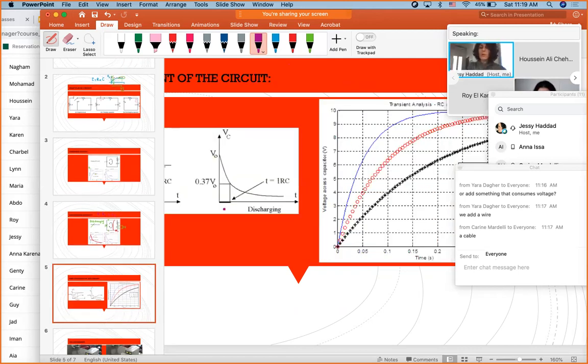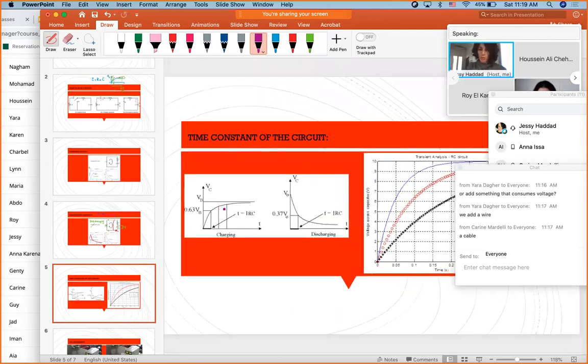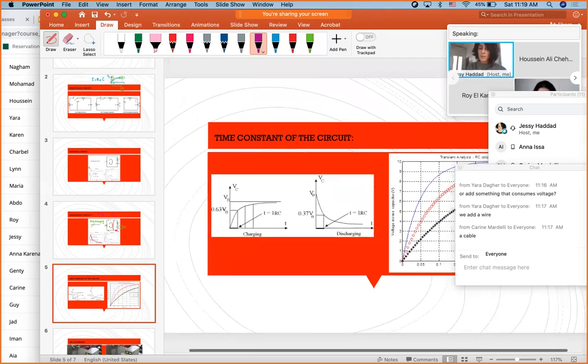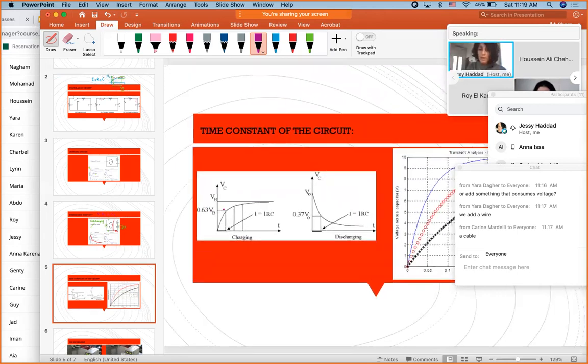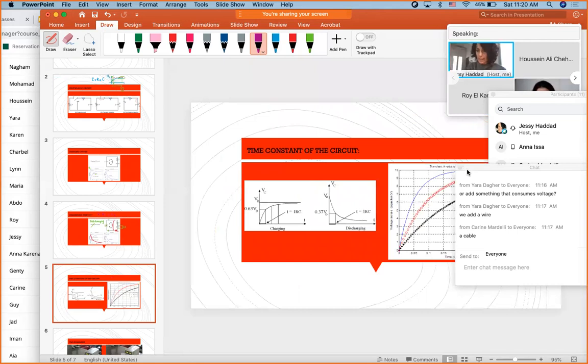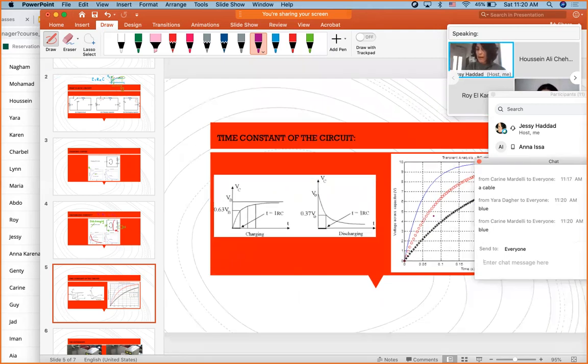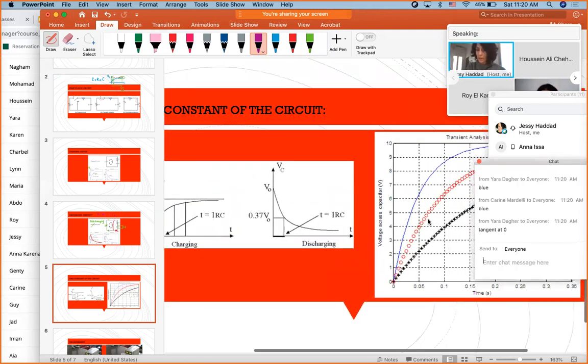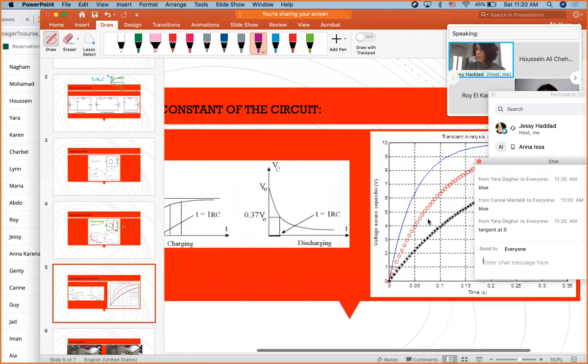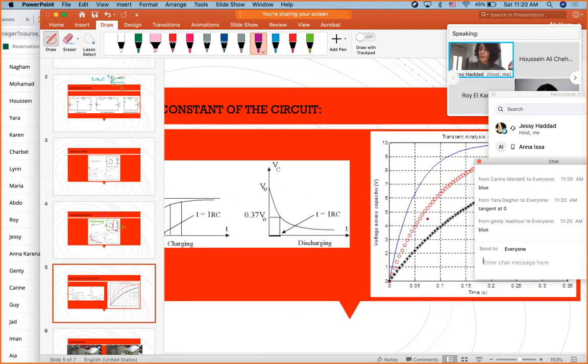Now let's compare a bit the different circuits. So what happens when you have a bigger tau? Like for example, can you guess in this case, which graph has a bigger tau? The blue, the red, or the black? And all right, so Yara is saying the blue graph has a bigger tau. Okay, we can do the tangent at 0. You can do any method you want to find tau.